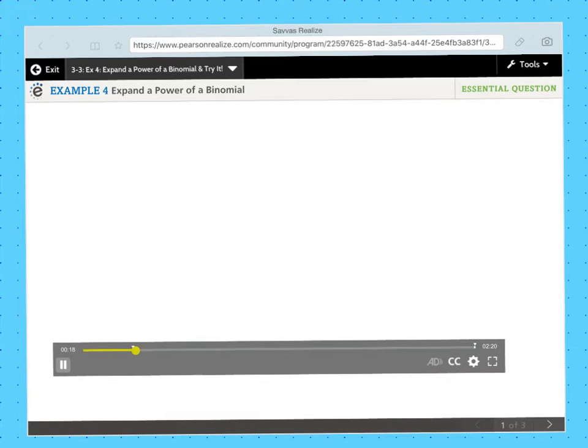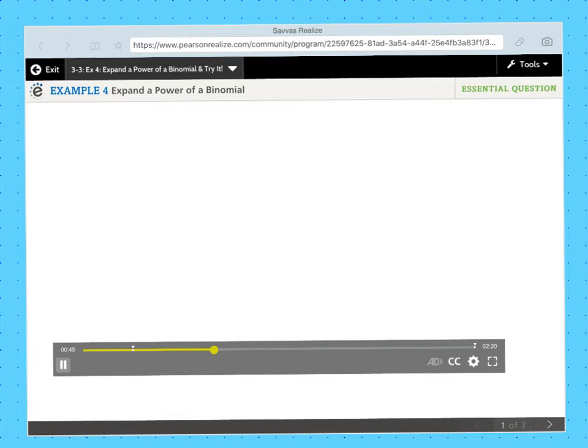X plus y cubed is x plus y times x plus y squared. Squaring x plus y gives x squared plus 2xy plus y squared. To multiply x plus y by the quadratic, you need to multiply each term of the quadratic by x plus y. First, multiply x squared by x and then by y.